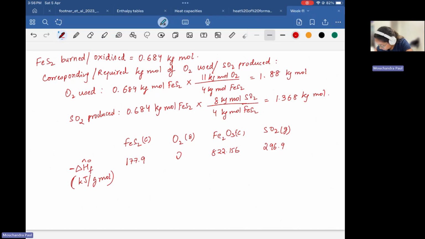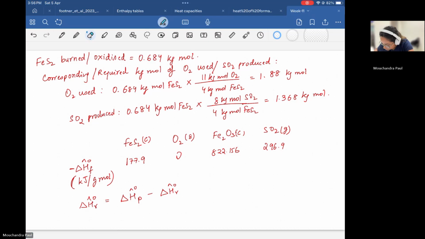Now let's calculate the standard heat of reaction. This is basically the standard heat of reaction for products minus for reactants, right? And here there will be number of moles as well. This is the expression that we have to use for calculation.